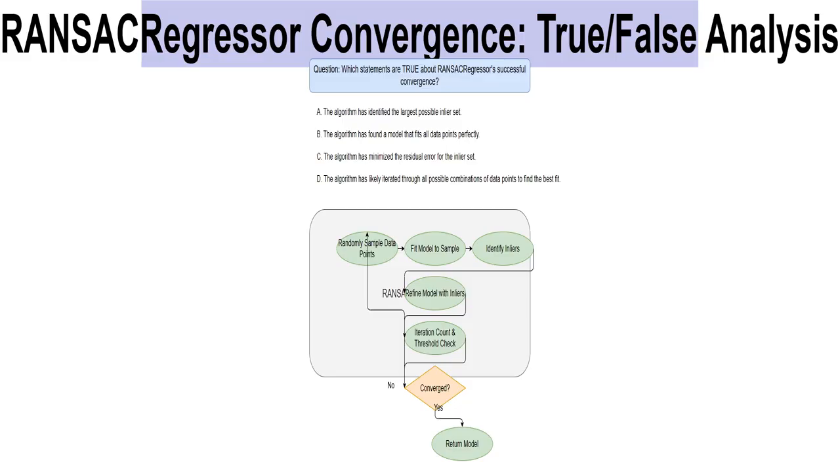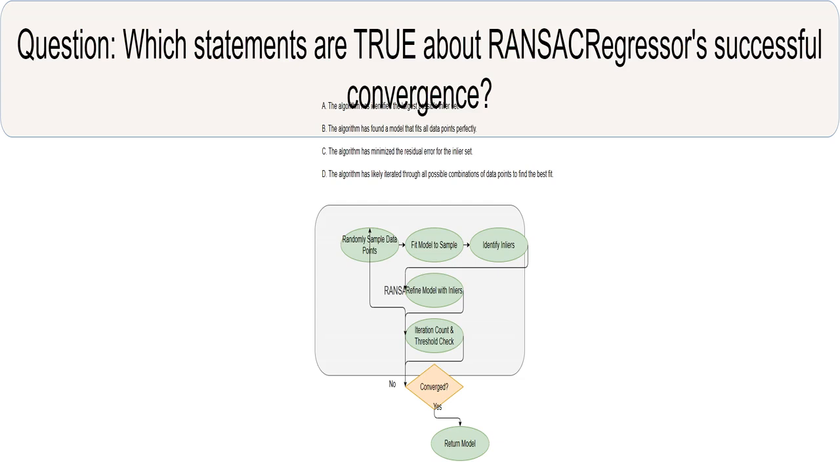This is the title of the problem. We are analyzing whether statements related to RANSACRegressor convergence are true or false. RANSAC, or Random Sample Consensus, is a robust algorithm for fitting models to data that contains outliers. It's a clever way to deal with noisy data. This is the core question that we'll be answering throughout this problem. We will determine which statements regarding the RANSAC algorithm's behavior upon successful convergence are true.